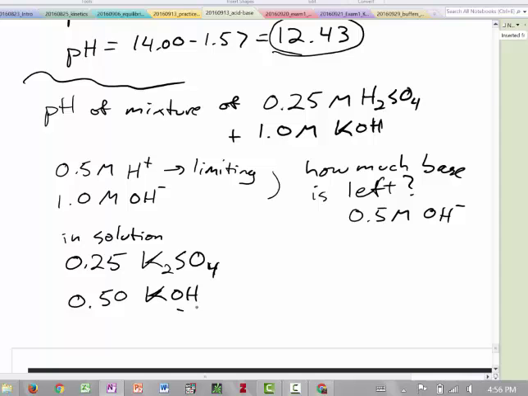OH minus is a strong base. SO4 2 minus could take protons. It could be considered dibasic because you could add 2 protons to that. But it's weak. Such a weak base. In solution, you have a strong base and a weak base. Which one's going to dominate? Strong base, domination. If you have a strong and a weak, just do the strong. Don't even worry about the weak.